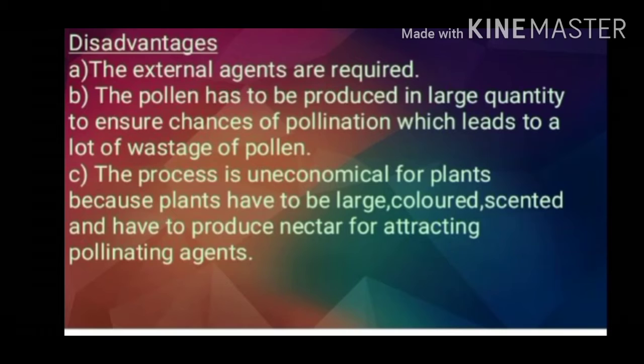Disadvantages. The external agents are required for cross-pollination. So it depends on external agents. The pollen has to be produced in large quantity to ensure chances of pollination, which leads to a lot of wastage of pollen. The process is uneconomical for plants because plants have to be large, colored, scented, and have to produce nectar for attracting pollinating agents.